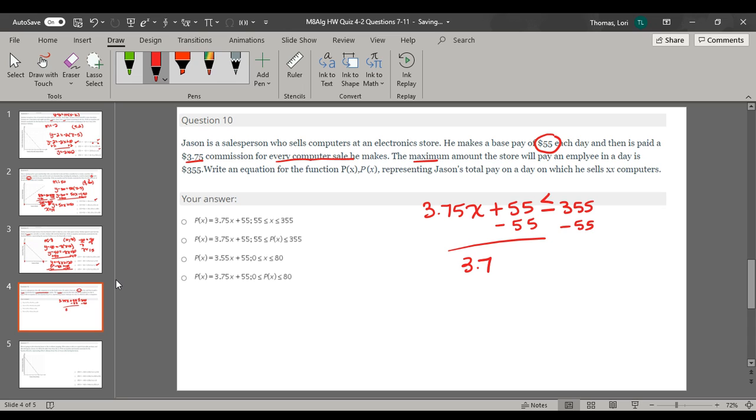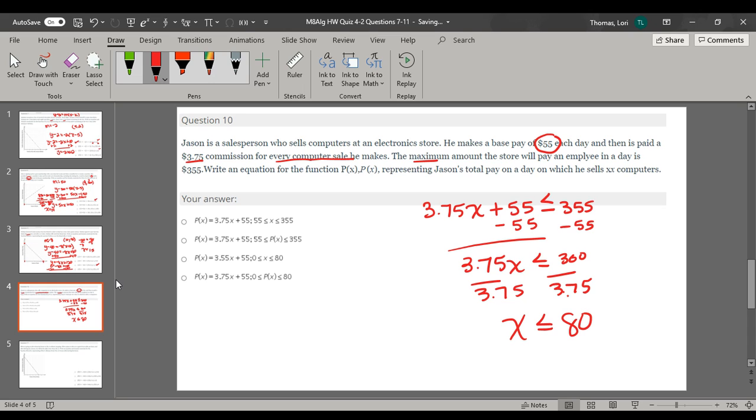And we get 3.75x is less than or equal to 300. And then we're going to divide by 3.75. I'm going to use my calculator. We get 300 divided by 3.75. Oops, let me try that one more time. 355 divided by 3.75 gives us 80. x is less than or equal to 80.